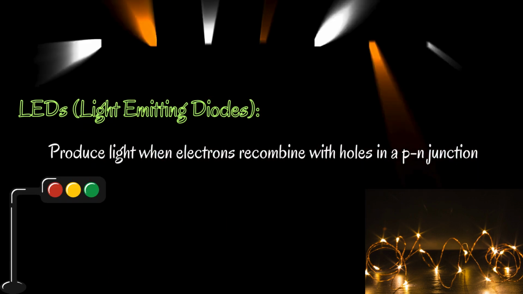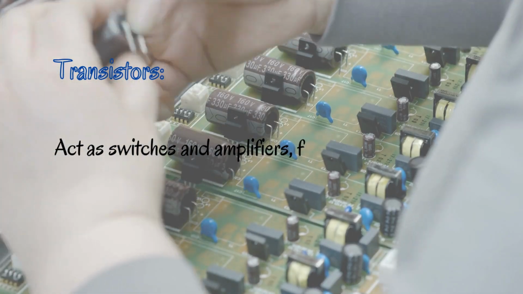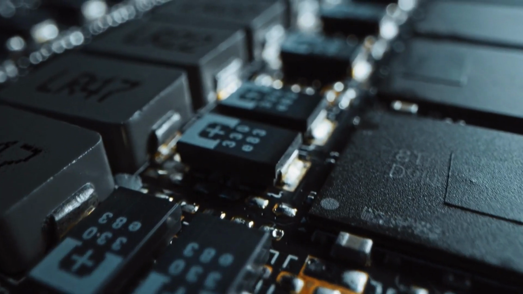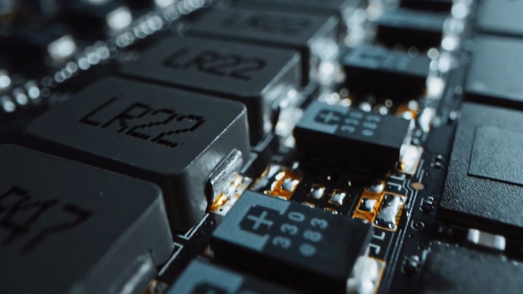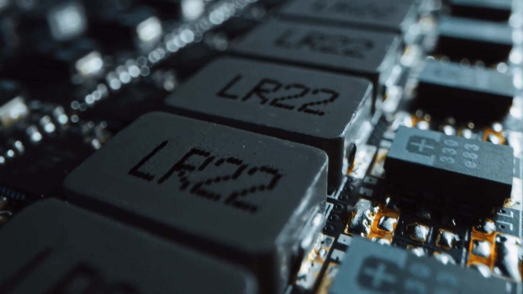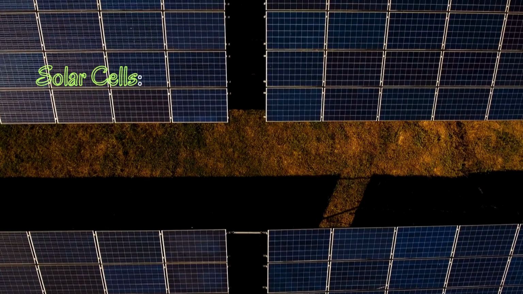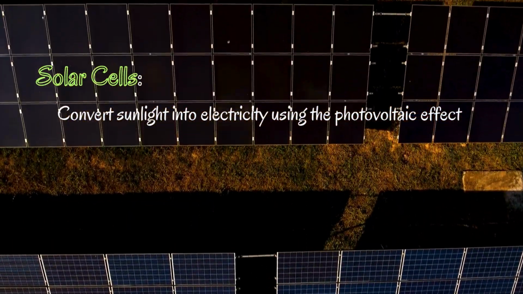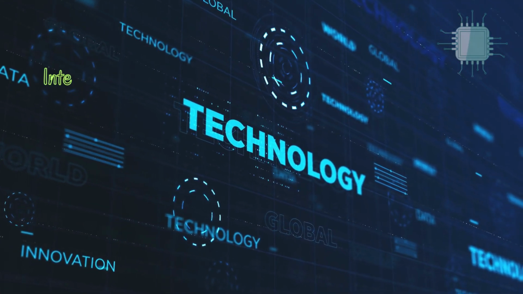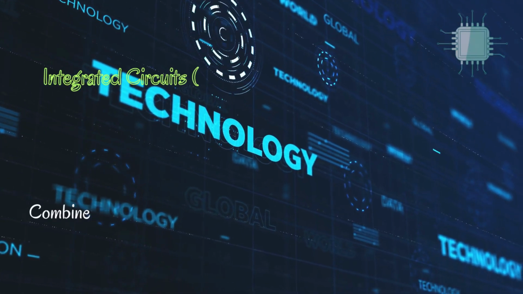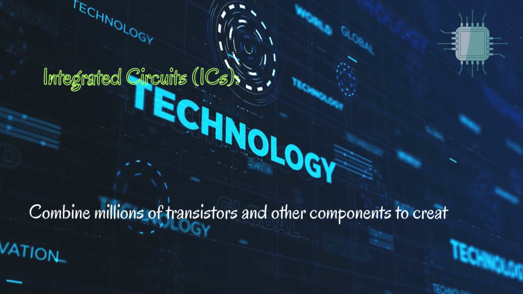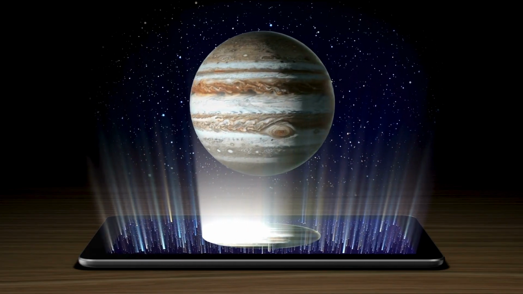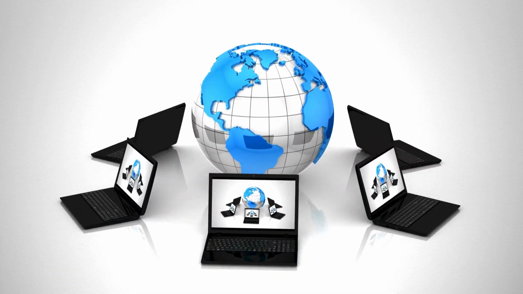Now, the real game changer, transistors. They work as switches and amplifiers, forming the foundation of integrated circuits, ICs. Without them, computers and smartphones wouldn't exist. Then we have solar cells, which convert sunlight into electricity using the photovoltaic effect, a key to renewable energy. And finally, ICs or integrated circuits, millions of transistors packed into a single chip, making devices smaller, faster, and more powerful. They're in everything from laptops to AI systems.